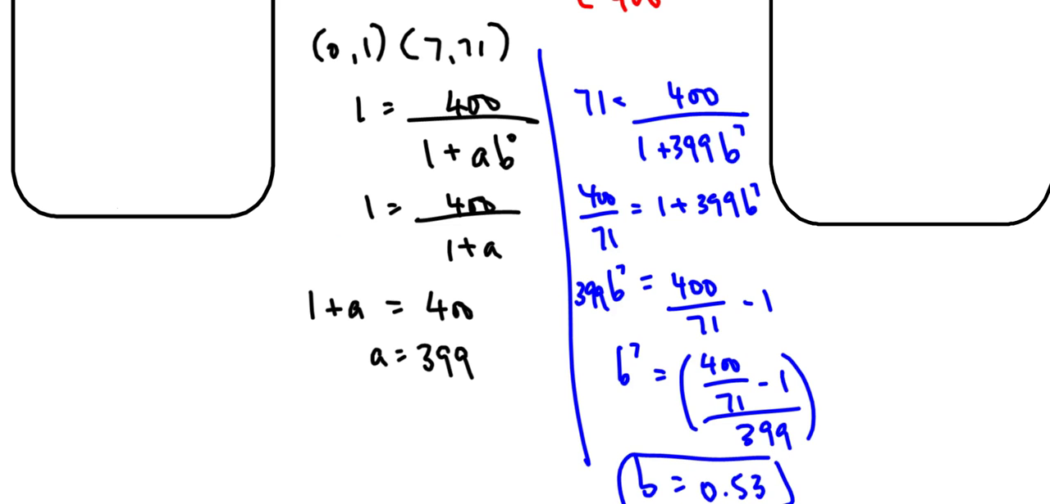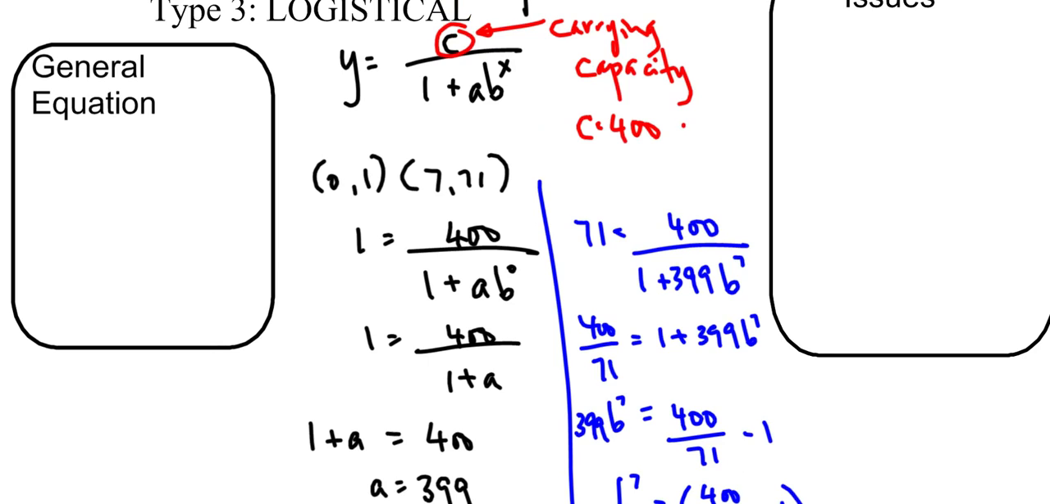Okay, so now we can write our equation here, and we don't have to worry about any x value being limited or anything like that, because we do have the carrying capacity built in. So y is equal to 400 over 1 plus 399 times 0.53 to the x. You can see that this is not the initial value and this is not the growth factor. We did have to find it based on the equation.